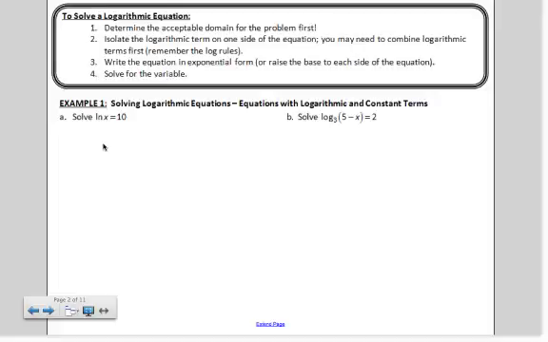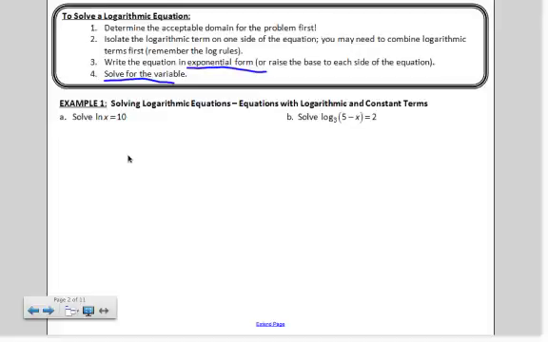To solve a logarithmic equation, first, determine the acceptable domain. Second, isolate the logarithm term on one side of the equation. You may need to combine terms first using some of our properties. Third, write the equation in exponential form or raise the base to the side of the equation. You'll understand that later. And solve for the variable.